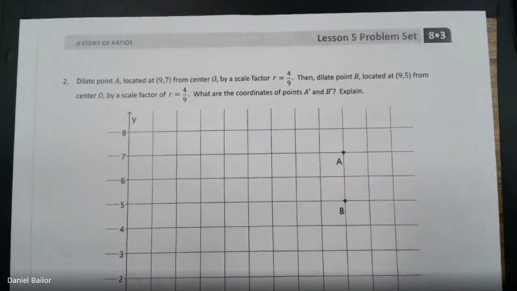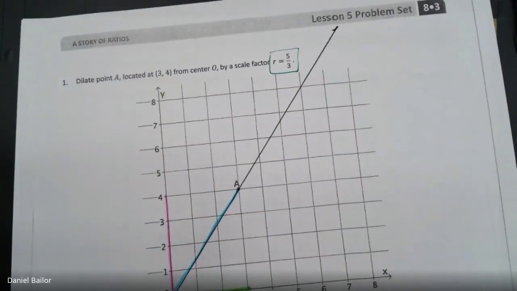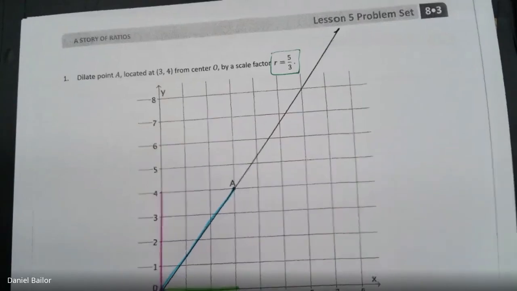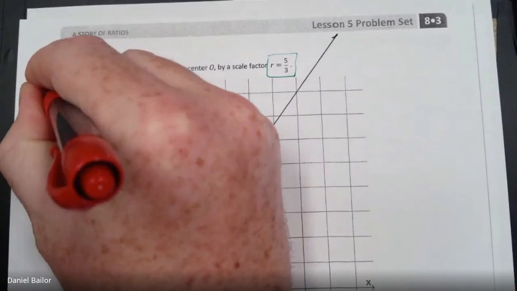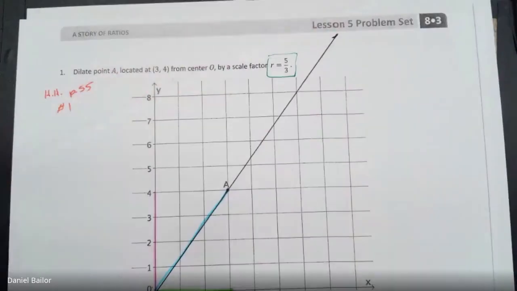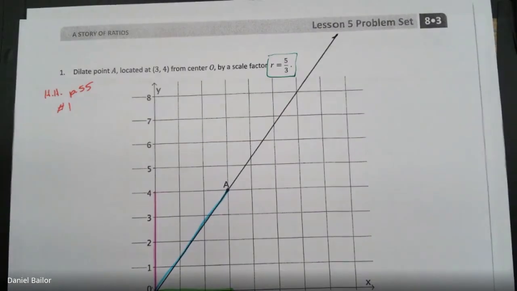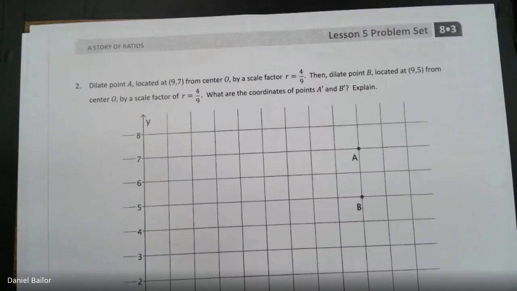For page 58, I think there's a homework helper that will help you with this. Homework helper number 1 on page 55 will help you with this. So if you need help for number 1 on your problem set, homework helper, page 55, number 1, will show you how to do it. It's the exact same kind of problem, just a different point.